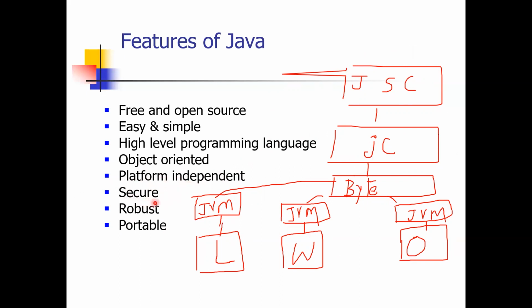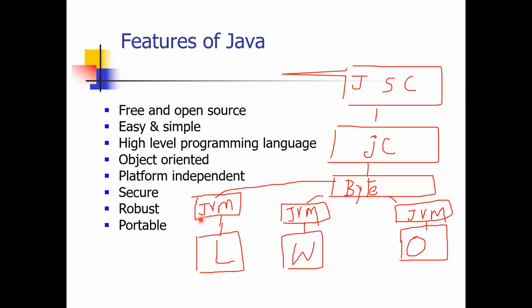It is definitely secure, robust. Robust means it can easily handle runtime errors and execution errors. So Java is a robust language. Okay. It is a secure language. Robust language means automatic garbage collection happens in Java. It is a portable language. So due to all these features, Java is a very popular language.